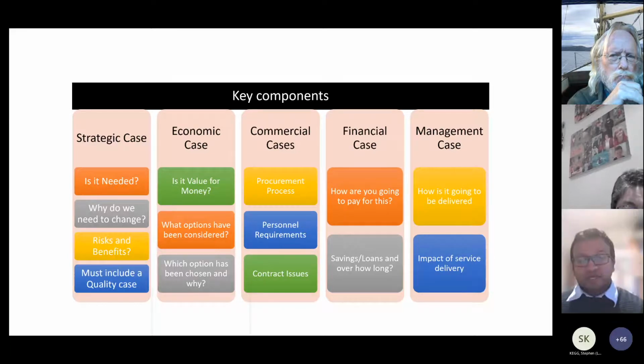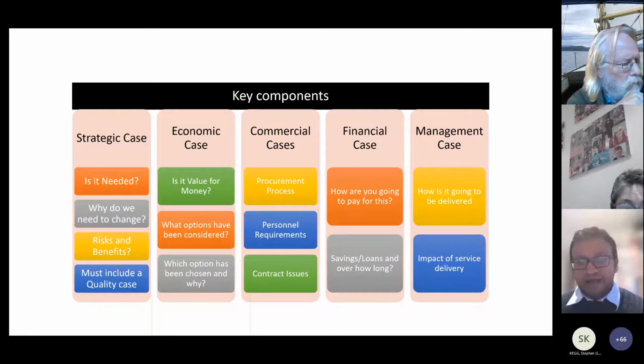The other big thing is they're often too jargony. They're often too full of medical terminology, and a lot of people reading the business cases are not medical or clinical.